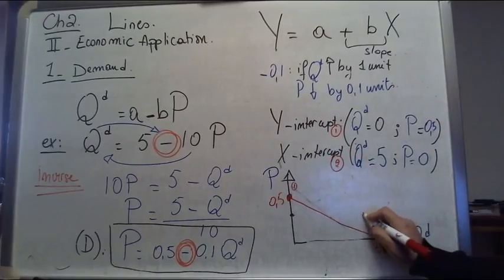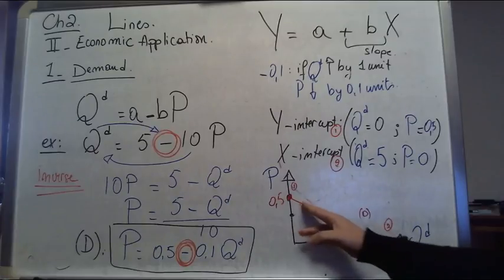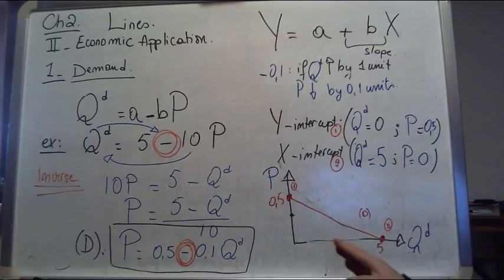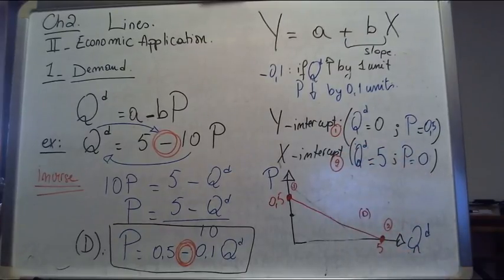And here's the demand line. You see that the demand line is downward sloping. It's decreasing. When Q increases, P decreases. This is the demand line. Now the supply.